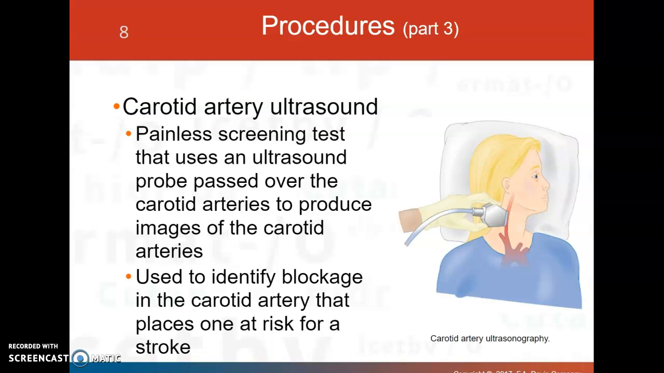Carotid artery ultrasound is a painless screening test that uses an ultrasound probe passed over the carotid arteries to produce images of the carotid artery. So they're just using a little Doppler thing to check the blood flow of the carotid artery right there. It's used to identify blockage in the carotid artery that places one at risk for a stroke. So sometimes they can check the carotid artery, and if that's clogged, then you're at higher risk for plaque dislodging and causing a stroke in the brain.